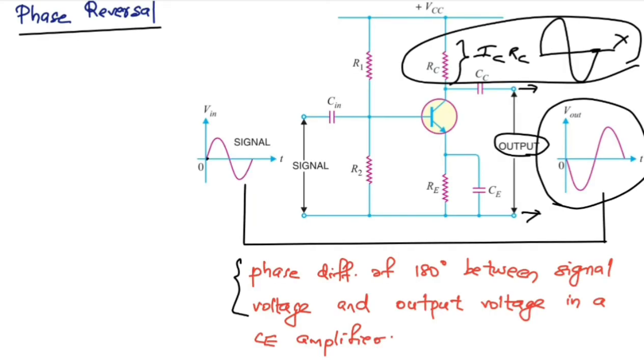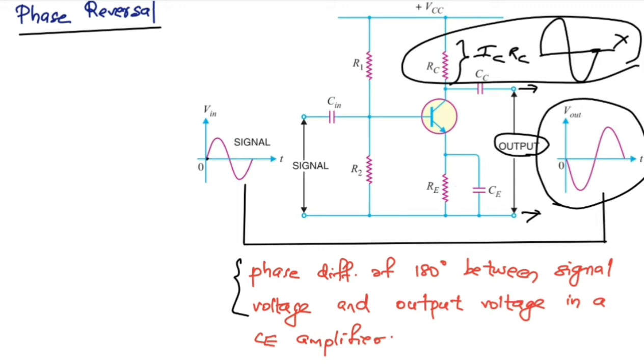Now we have to prove the phase reversal mathematically. Before that, why does the phase reversal occur in this common emitter amplifier? For that, we consider the total instantaneous output voltage, which is denoted as VCE. From this equation, let's assume that this C is shorted, so all signals will pass through it. We can neglect the value of RE, as it is very small.